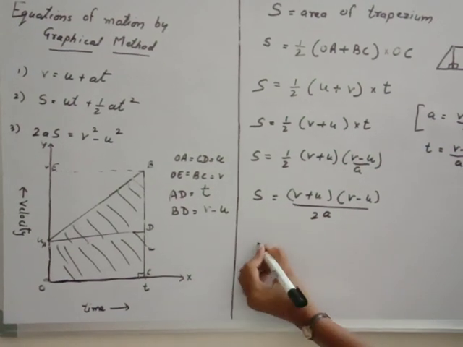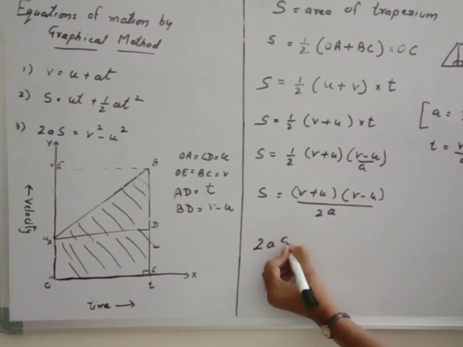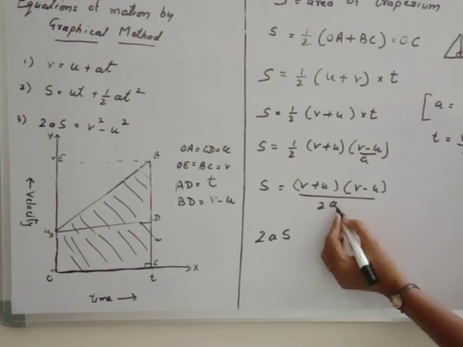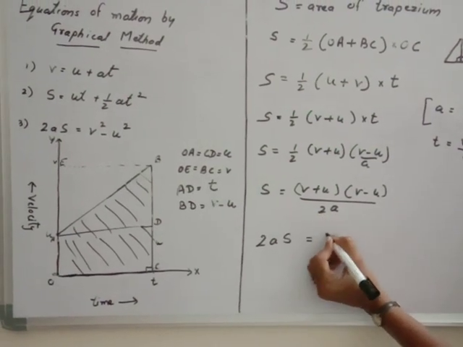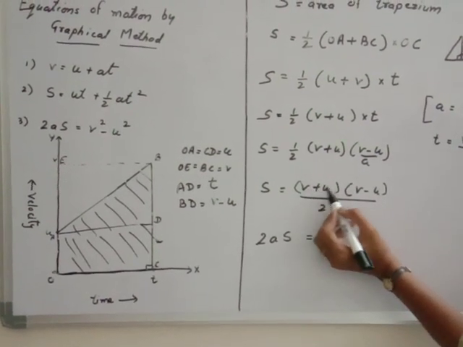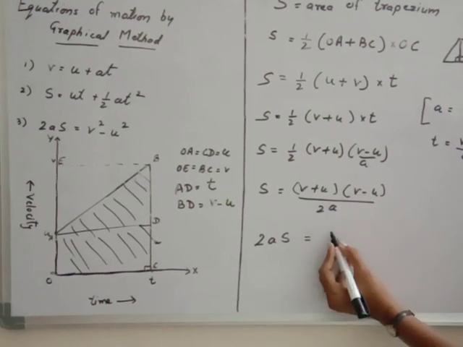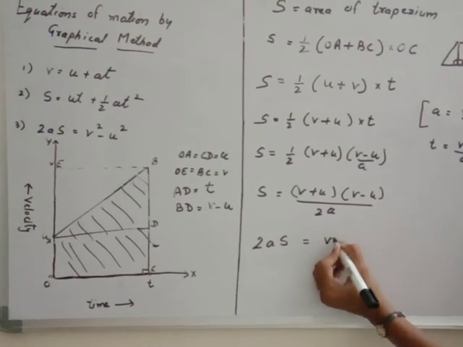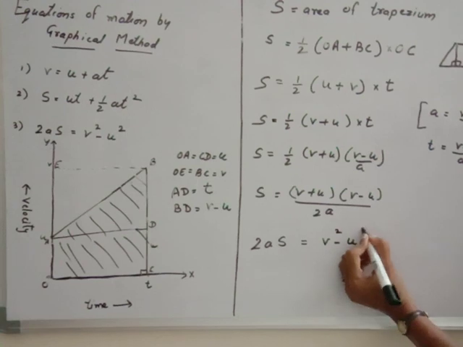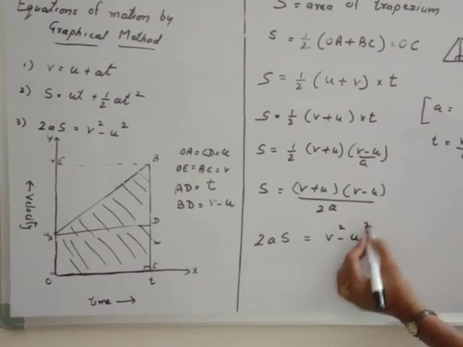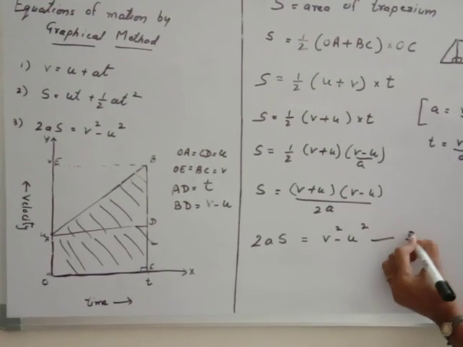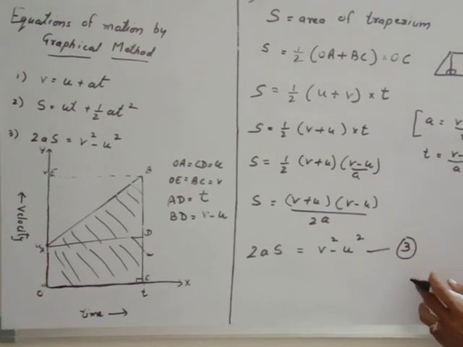This 2A goes to that side. So 2AS. Here it is in division, it will go in multiplication, is equal to. Now this is a plus b, a minus b. What is a plus b into a minus b? A square minus b square. So this will be V square minus U square. This is my third equation which I have to prove.